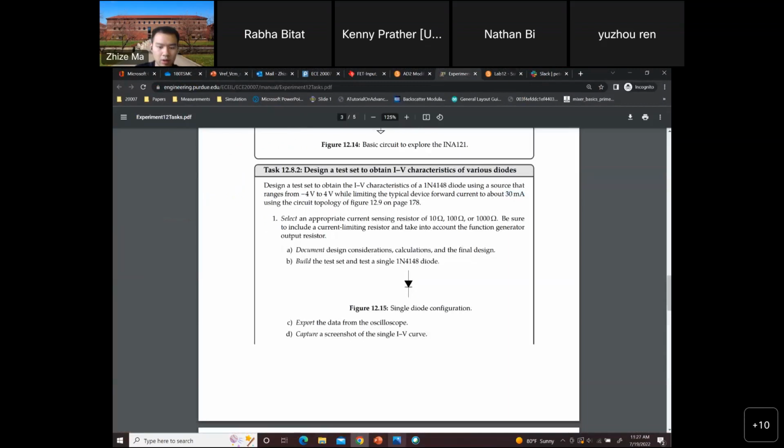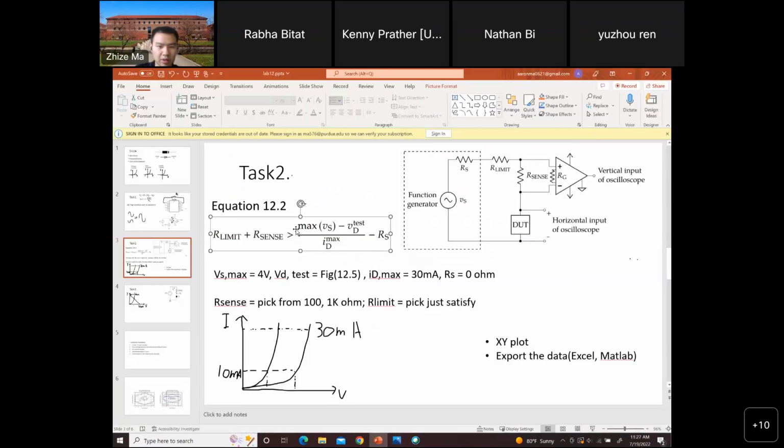After that, you should know Vs maximum, VD test, and the ID maximum. Then you can calculate this equation. Then the R limit plus R sense should be greater than a resistance. For the R sense, you can pick from 100 or 1K to make the calculation easier. And then you pick the R limit. Make sure the R limit plus R sense just satisfies this equation.